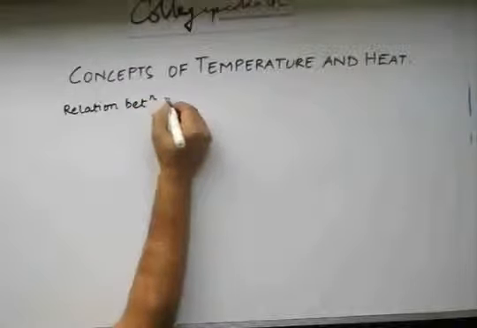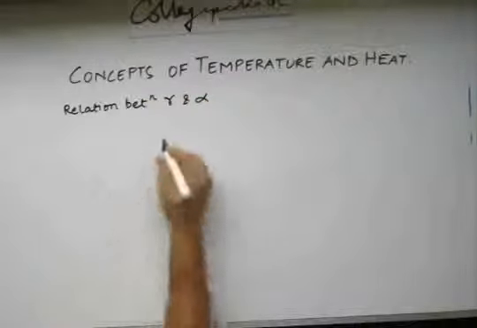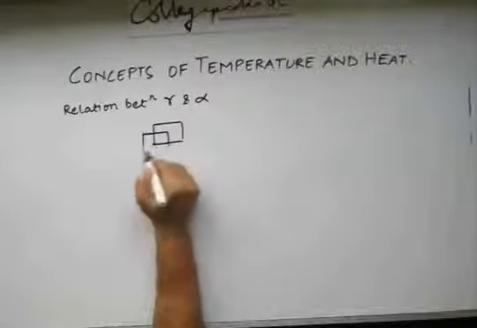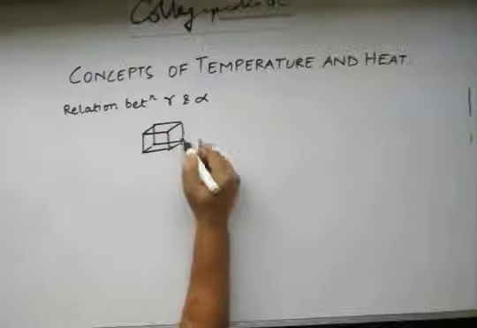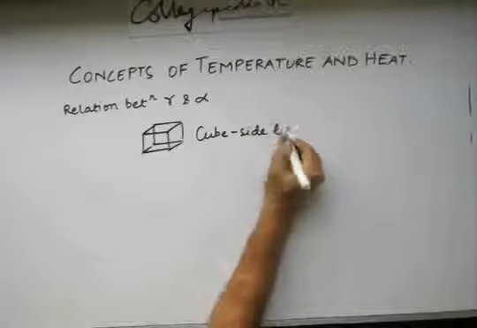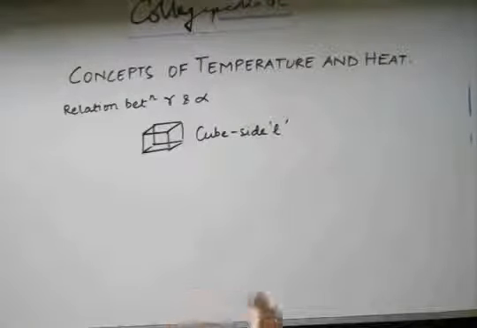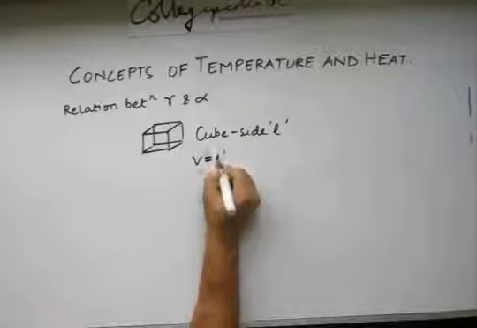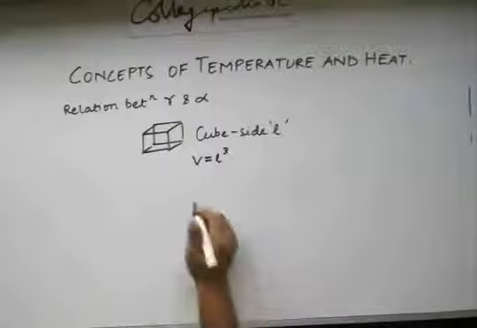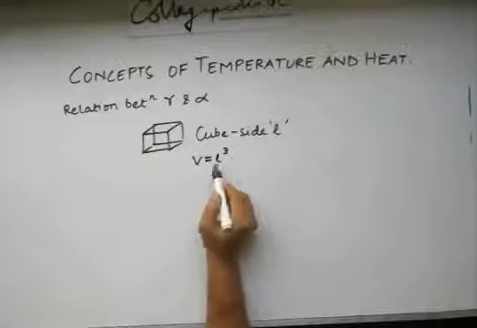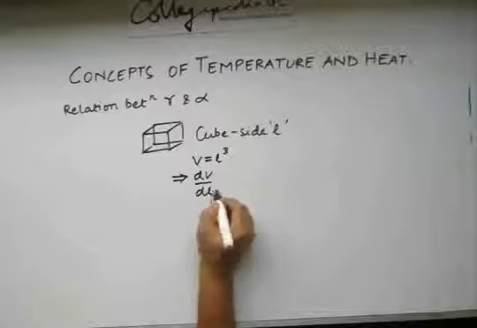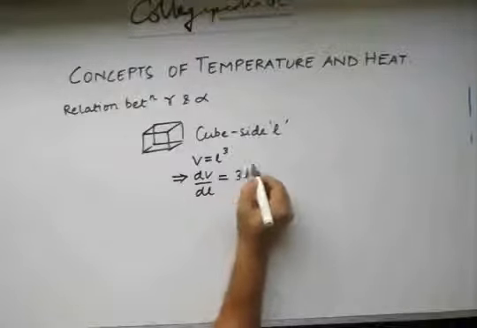Now we are finding the relation between gamma and alpha. We had this cube there. This had a side of L, so its volume becomes L cube. If we differentiate this volume with respect to this length here, we get dV by dL being equal to 3L square.